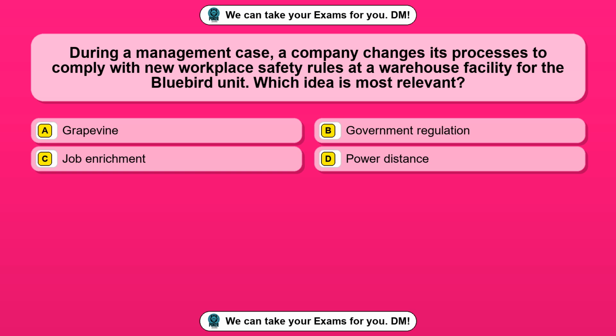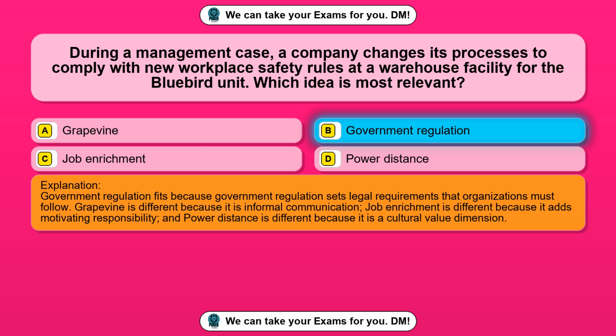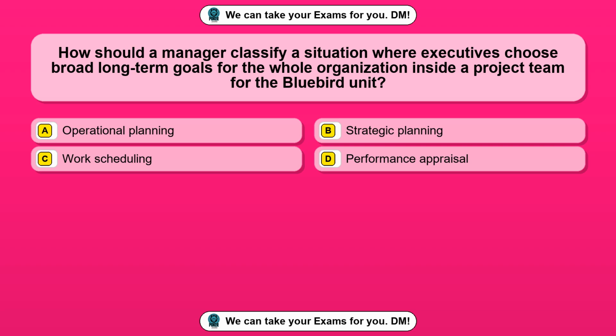Option D, power distance. The correct answer is option B, government regulation. Government regulation fits because government regulation sets legal requirements that organizations must follow. Grapevine is different because it is informal communication. Job enrichment is different because it adds motivating responsibility, and power distance is different because it is a cultural value dimension.